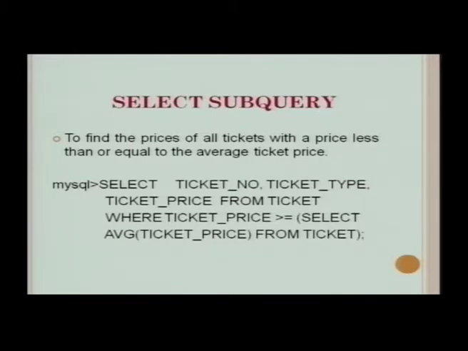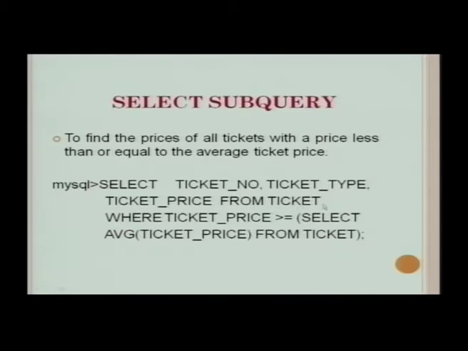It should print all the prices of all the tickets with a price less than or equal to the average ticket price. So, first we find out the average ticket price, and then we will see which is less or which is equal, and then the above query executes. In order to fulfill this particular query, you have to give the command select ticket number and then ticket type, ticket price from ticket.